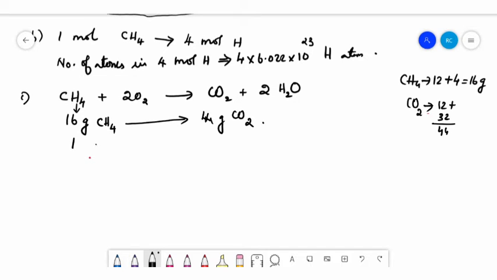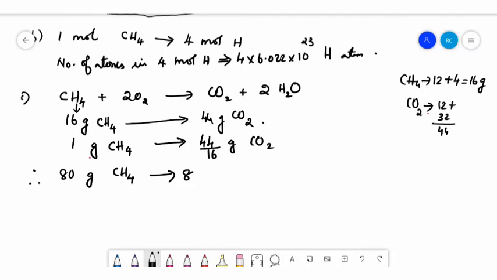So what about 1 gram CH4? If you are burning 1 gram CH4, how much will it be producing? So 44 divided by 16 gram CO2 it will produce. Okay. So our question is how much amount of carbon dioxide will be produced by 80 gram of methane. So we have 80 gram methane. 80 gram methane will produce 80 into this number, you have to multiply with 80. 80 into 44 by 16 gram of CO2.